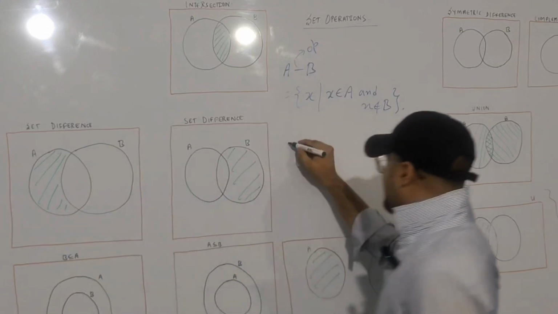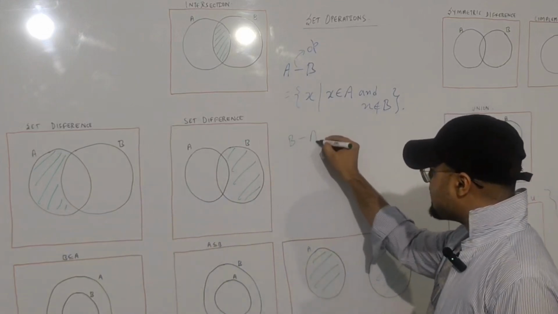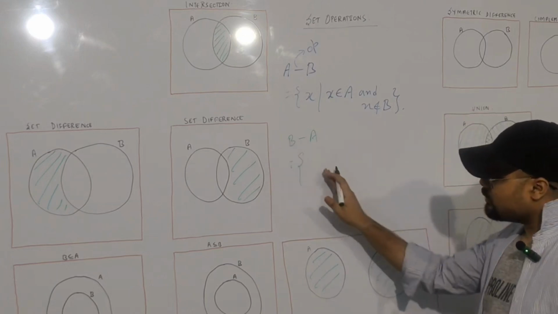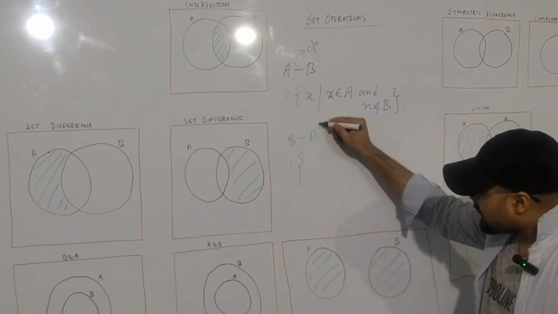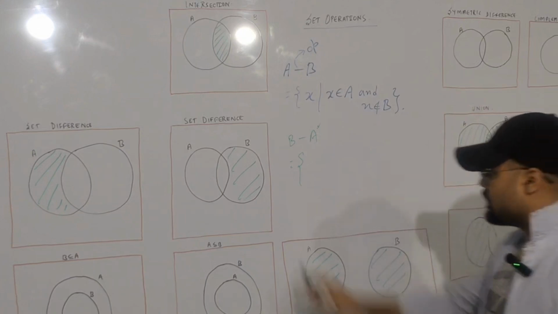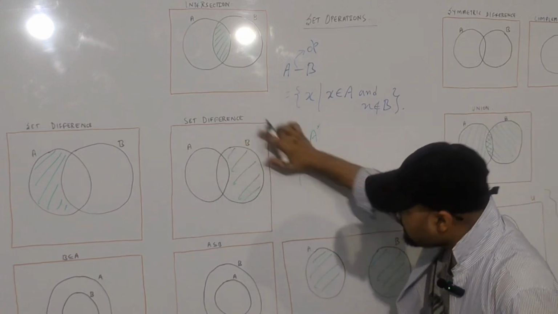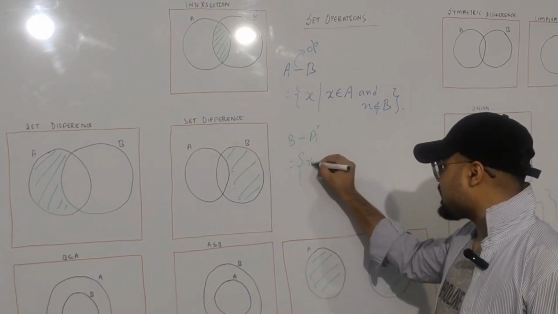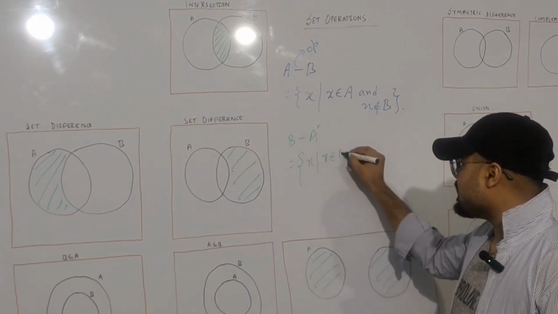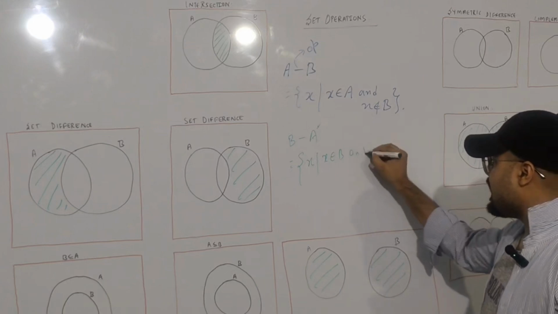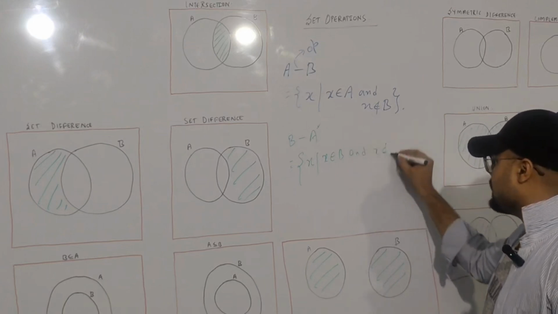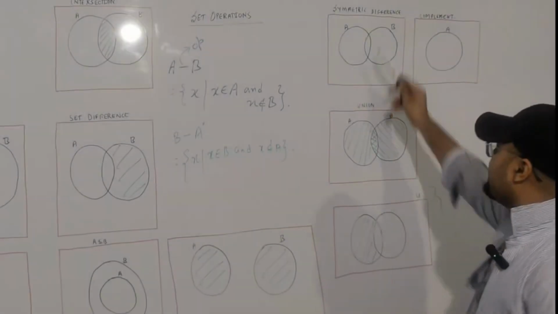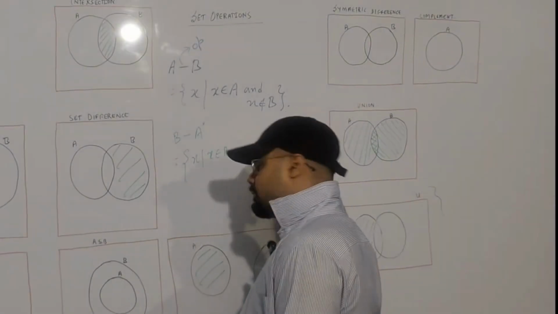So B minus A is equal to, from the set B, you don't want to include those elements that are in A. From this whole set B, you don't want to include this part. So x such that x belongs to B and x does not belong to A. This is your set difference. Next is symmetric difference.